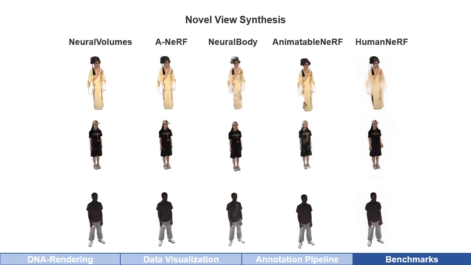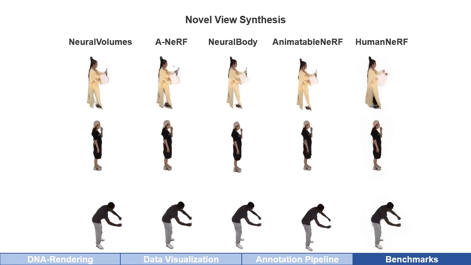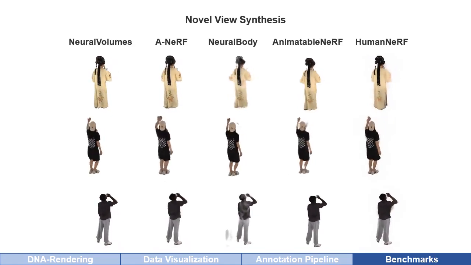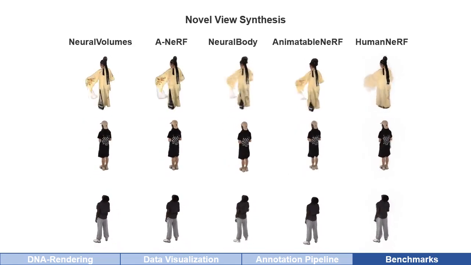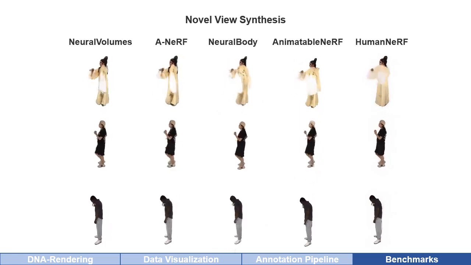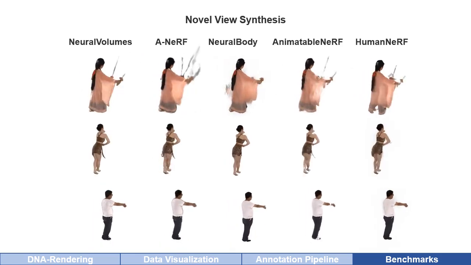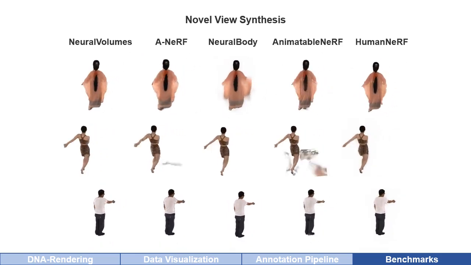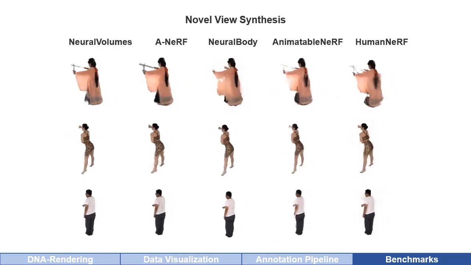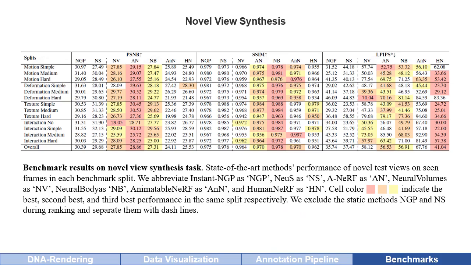In the novel view synthesis task, we train the dynamic human rendering methods, namely Neural Volumes, A-NeRF, Neural Body, Animatable NeRF, and HumanNeRF. These models are trained with a dense 42 views on each action sequence. We evaluate the rendered image quality on 18 unseen testing camera views. We also report the quantitative results in PSNR, SSIM, and LPIPS of each method on 13 test splits. Please check out our technical report for an analysis of these results and a discussion on the conceptual differences among benchmark methods.